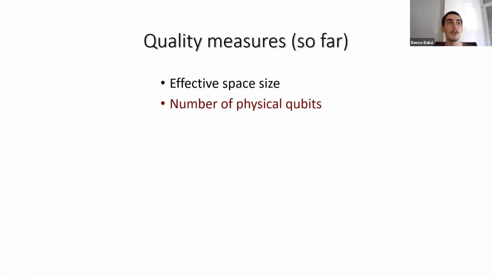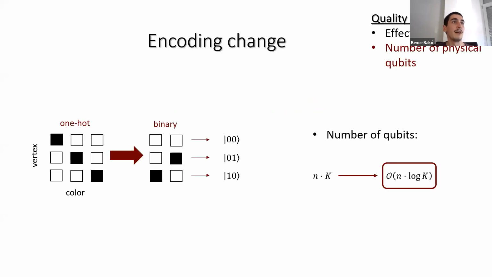Let's introduce another one, which is the number of physical qubits, which we want to keep as low as possible, while still having these near-term devices of not so many qubits. One thing we can do is change our representation from one-hot to binary, in which case, if a vertex is colored with the first color, then it should be in the 00 state. And with this technique, we can reduce the number of qubits to the order of n log k.